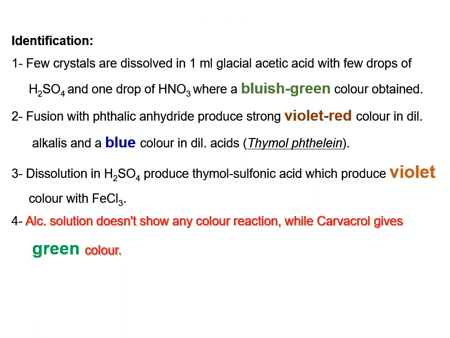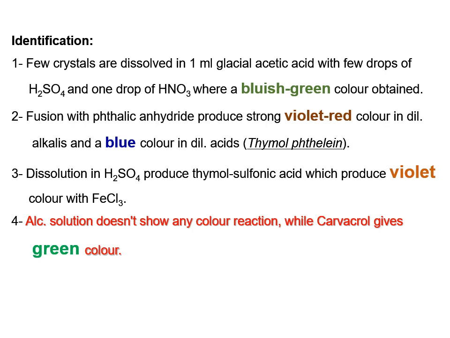Thymol can be identified by dissolving a few crystals of thymol in 1 ml of glacial acetic acid and a few drops of sulfuric acid and 1 drop of nitric acid. Bluish green color is obtained. On fusion of phthalic anhydride with thymol crystal, a strong violet red color solution is produced in dilute alkaline and blue color in dilute acid.